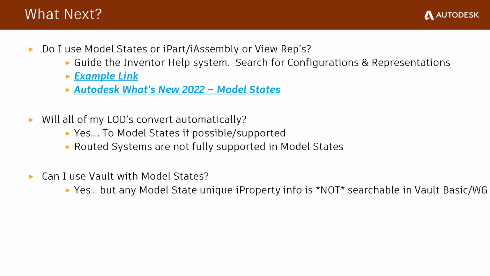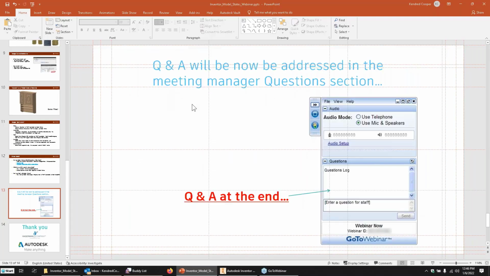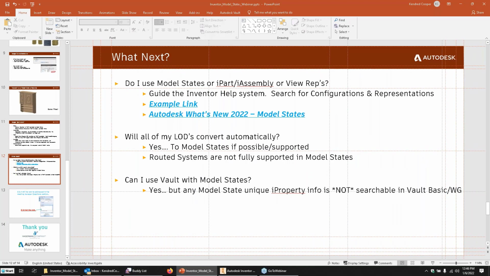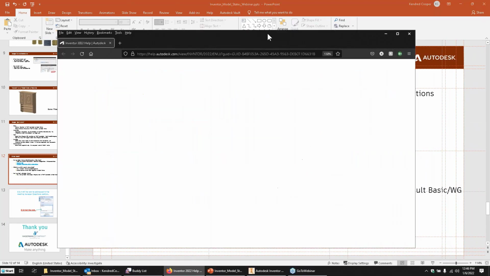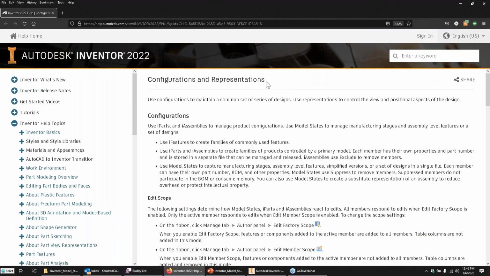So what's next? Do you use model states or iParts or iAssemblies or view reps? How do you figure out which one to use? Well, luckily, Autodesk has created some pretty good resources. And if you want to write this down, you can go to the Inventor help and search for configurations and representations. This is in the Inventor 2022 help.